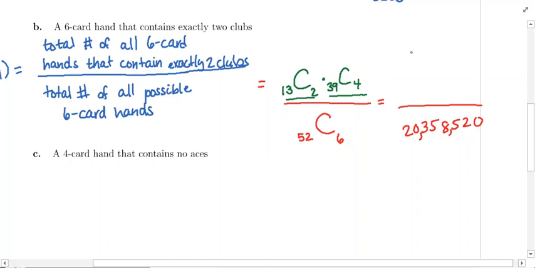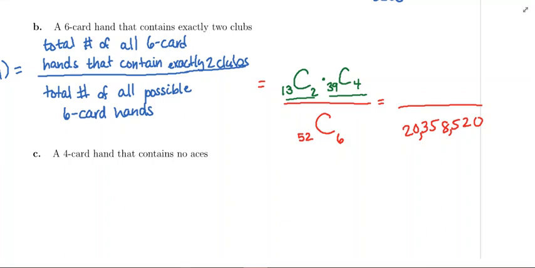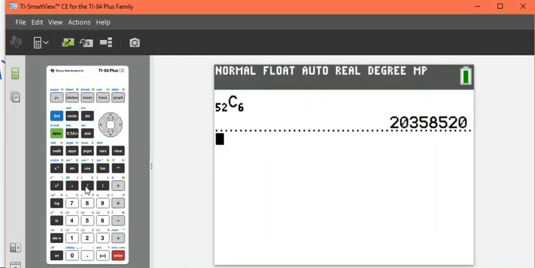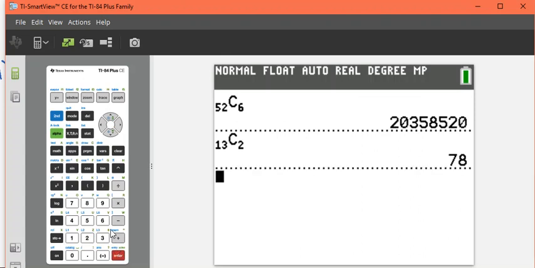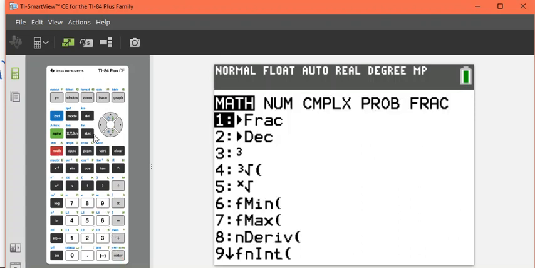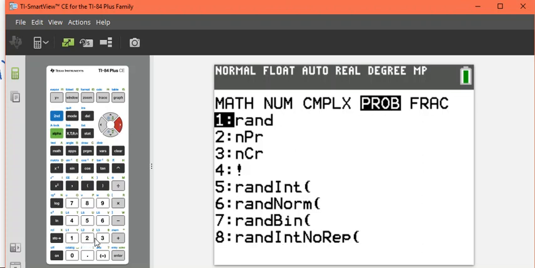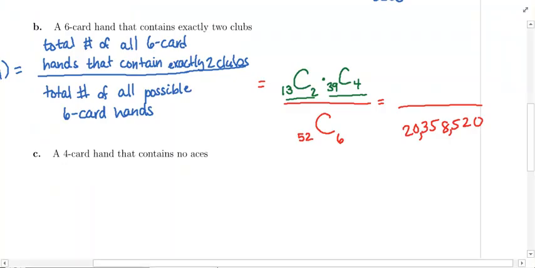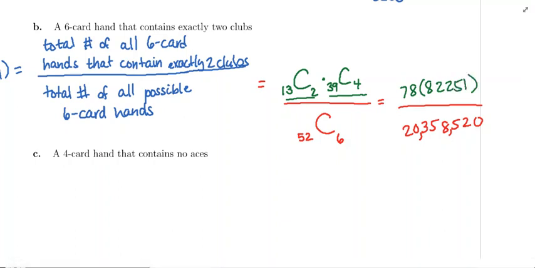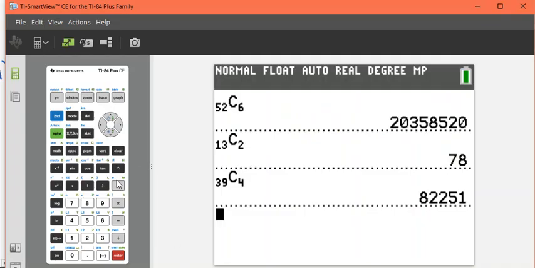Let's go to the calculator and figure that out. If I pull this up, we're going to have 13 choose 2. Okay, we get that number, and then we'll do 39 choose 4. Oh, wow, that's a big number. So our numerator is going to be 78 times this number. Let me write this down. So this is going to be 78 times 82,251. Wow, that's big.